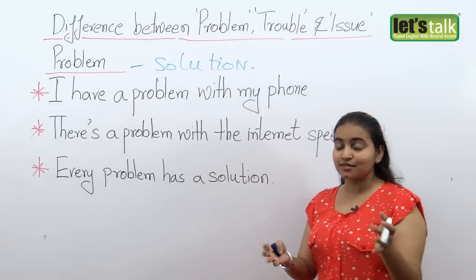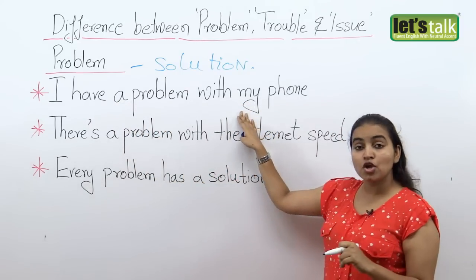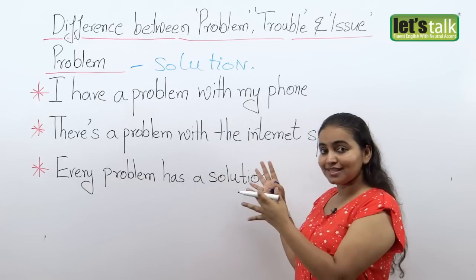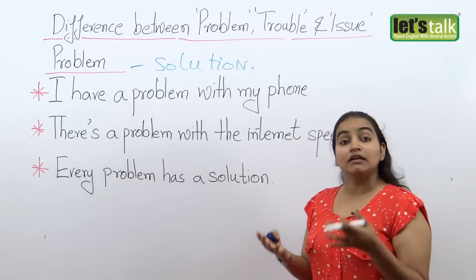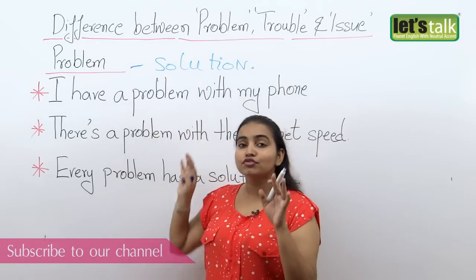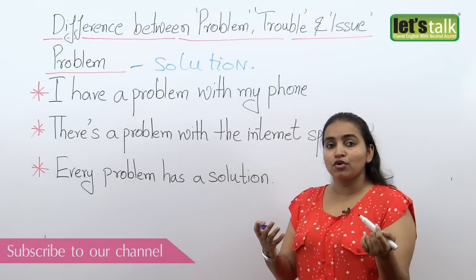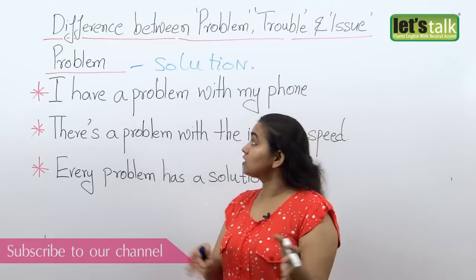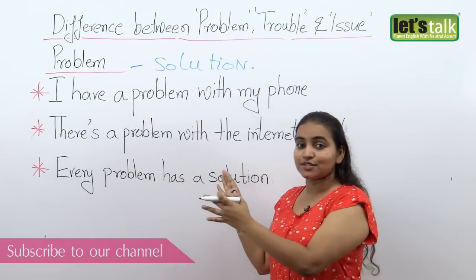My first sentence says, I have a problem with my phone. Now, let's look at what the problem is. A problem with your phone. Can that be solved? It very well could. So therefore, I use the word problem. I won't say I have trouble with my phone or an issue with my phone, though that wouldn't be wrong, but problem would be the more apt word for this sentence.